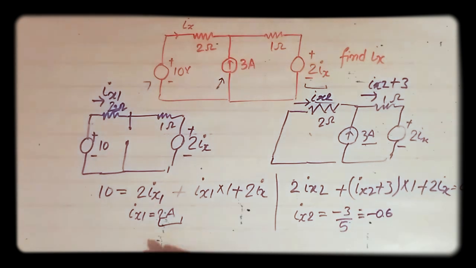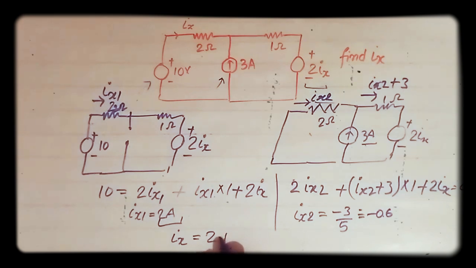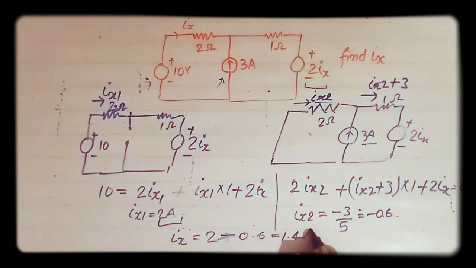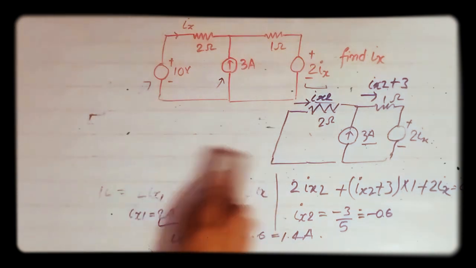So what is the current ix? ix equals ix1 plus ix2, that is 2 plus minus 0.6. So we get 1.4 ampere. This is the first method to solve this problem. Now let us take another method.